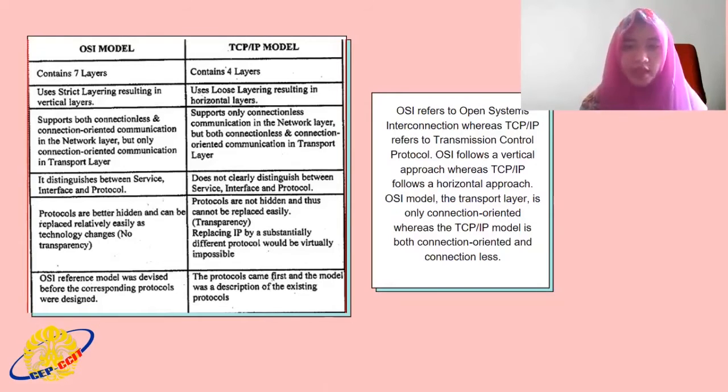OSI follows a vertical approach, whereas TCP/IP follows a horizontal approach. In the OSI model, the transport layer is only connection-oriented, whereas in the TCP/IP model it is both connection-oriented and connectionless.